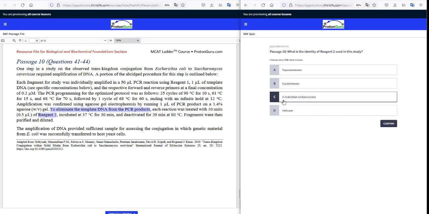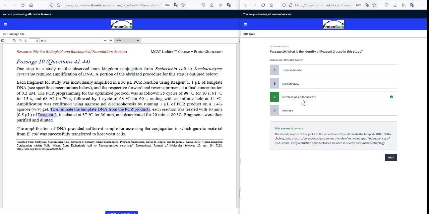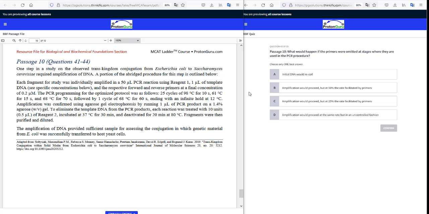It's the use of a restriction endonuclease that is key in this case. Endonucleases serve the role of removing very specific sequences of DNA, and this is why these restriction endonucleases are used in several areas of biotechnology. Pretty important, high yield things to read about these different biotechnology processes. All right, so question 43.